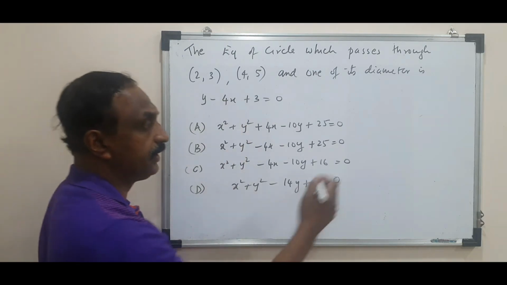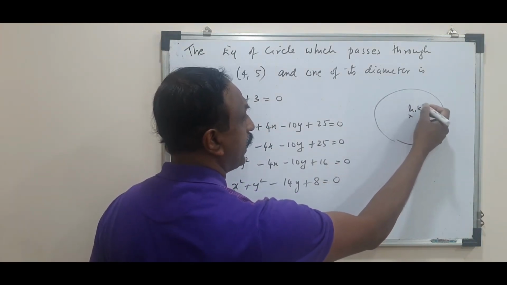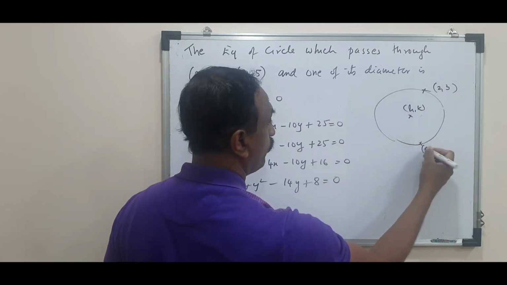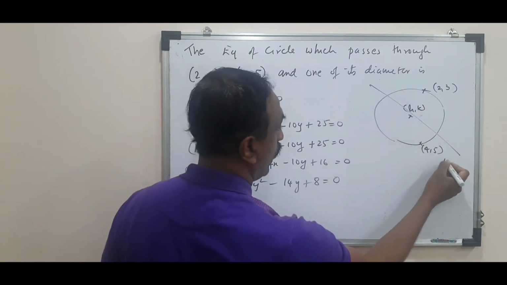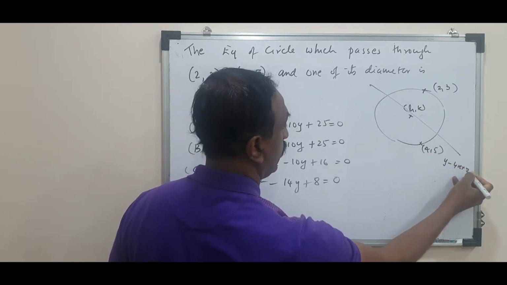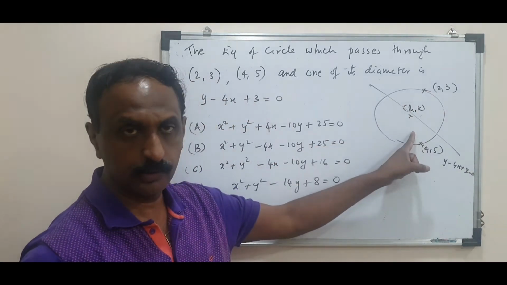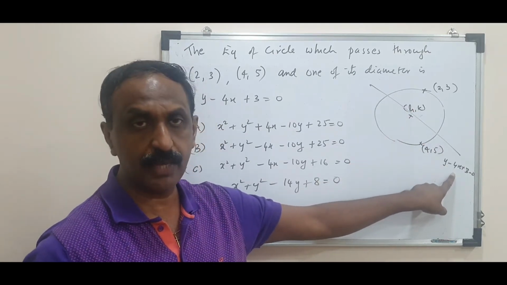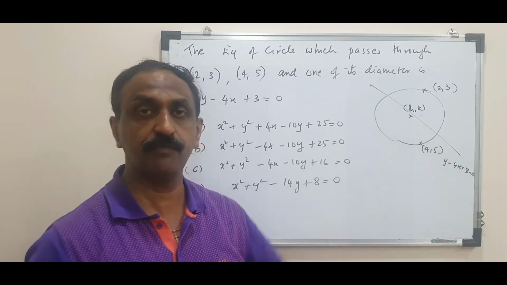The actual method is very lengthy. Assume the center as (h, k). The points are (2, 3), (4, 5), and one of the diameters is y minus 4x plus 3 equal to 0. So the actual method is to equate these distances. You'll get one linear equation in h and k. h and k will also satisfy the equation of the diameter. Solve those two simultaneously, get h and k, then find the radius and the equation.